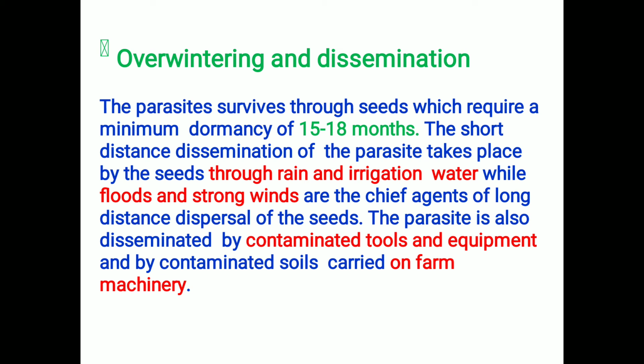The short distance dissemination of the parasite takes place by the seeds through the rain and irrigation water. म्हणजे शॉर्ट डिसेमिनेशन जर सीड्सचं झालं असेल तर ते कशामार्फत होतं, एक तर पावसामार्फत किंवा इरिगेशन वॉटरमार्फत. आणि जर लॉंग डिस्ट्रीब्युशन जर व्हायचं असेल तर ते कशामार्फत होतं, ह्या सीड्सचं फ्लड्स अँड स्ट्रॉंग विंड्स that help for the long dissemination of seeds of Striga. Then the seeds of Striga are also transferred through the implements which come in contact with the seeds of Striga, implements and tools.